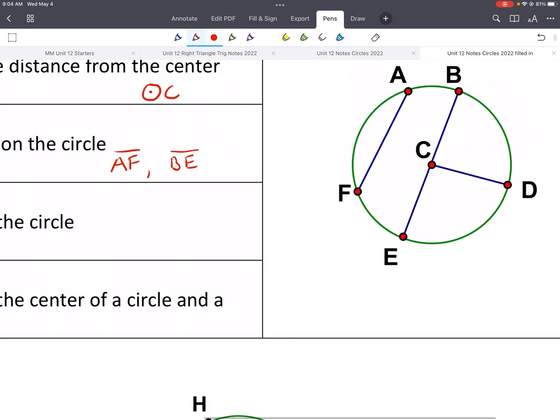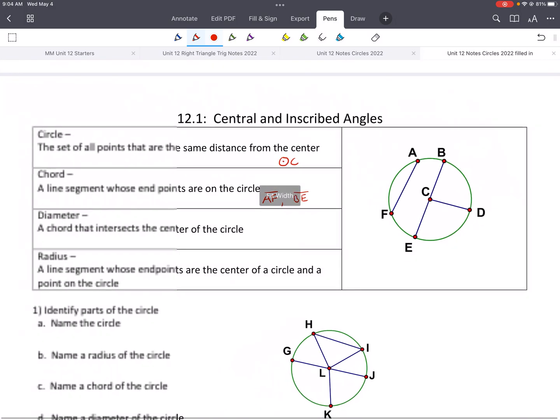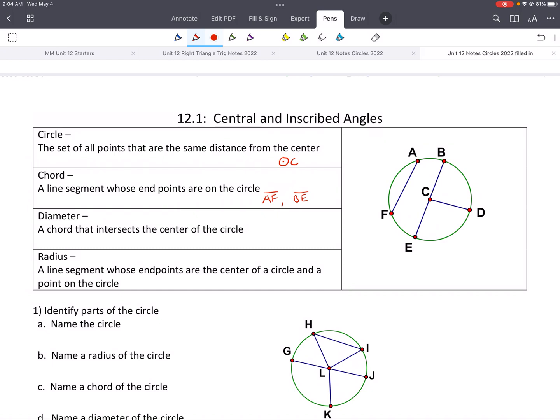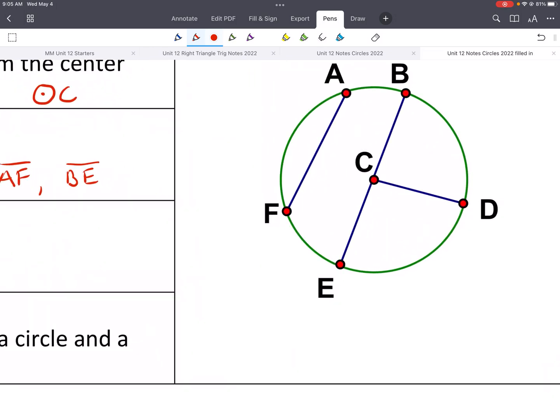Next we have the diameter. The diameter is a special chord that intersects the center of the circle. So we have one diameter here, and that would be BE.